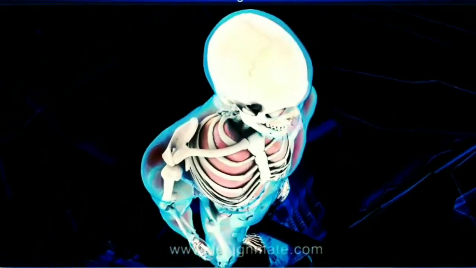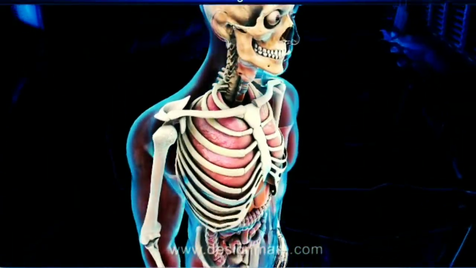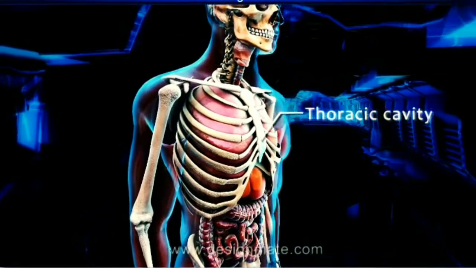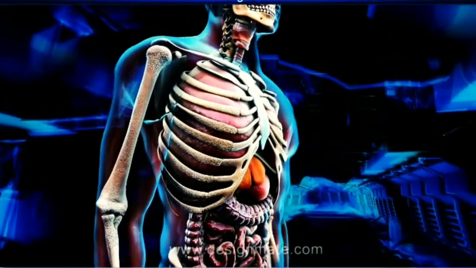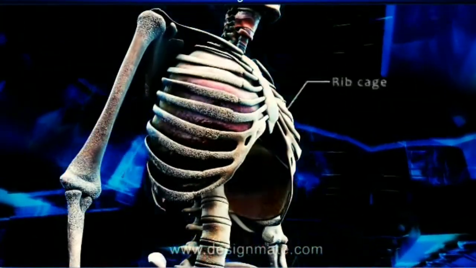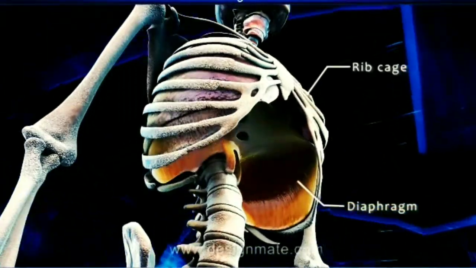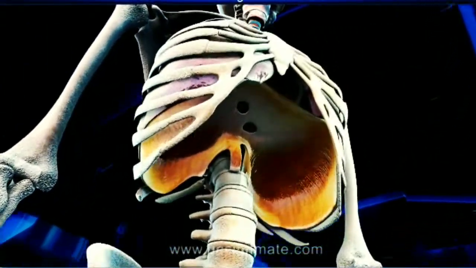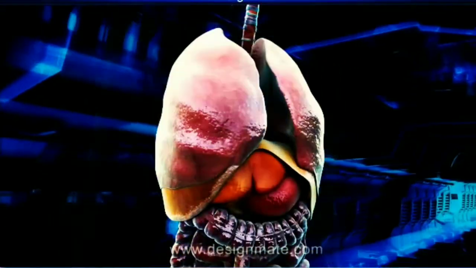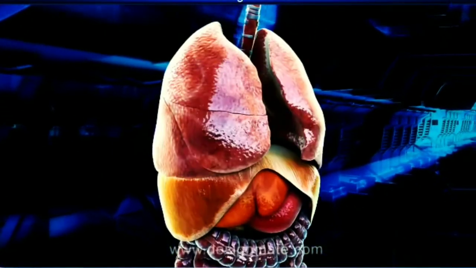In humans, the main organs responsible for respiration are present in the thoracic cavity. In the thorax region, the rib cage and a dome-shaped fibrous tissue known as the diaphragm are observed. Present within the rib cage are the pleural membranes, which enclose the lungs.